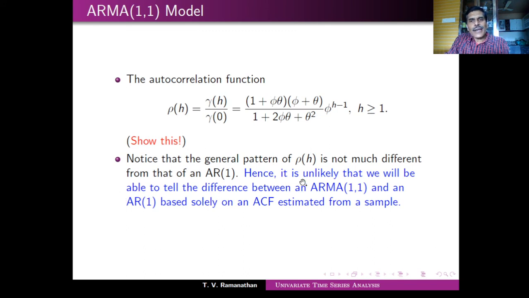So notice that the general pattern of rho h is not much different from that of an AR(1). Hence it is unlikely that we will be able to tell the difference between ARMA(1,1) and AR(1). The autocorrelation function behavior is very close to that of AR(1). In fact, you can see that for AR and ARMA, the autocorrelation behavior is very close to each other, so we may not be in a position to distinguish. Hence it is unlikely that we'll be able to distinguish between ARMA(1,1) and AR(1) based on the ACF alone.